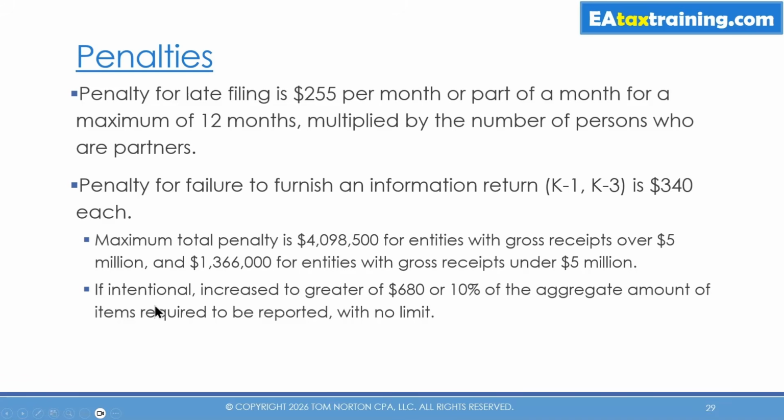If your failure to file is intentional, then it does increase, as we said, to $680 each, up to a maximum of 10% of the aggregate amount of items required to be reported with no limits. So if you've got thousands of K1s that are each reporting income, you have to add up how much income they are reporting, multiply that by 10%. That's your penalty for willfully failing to file those K1s. So the IRS is not playing around here with these late filing penalties.